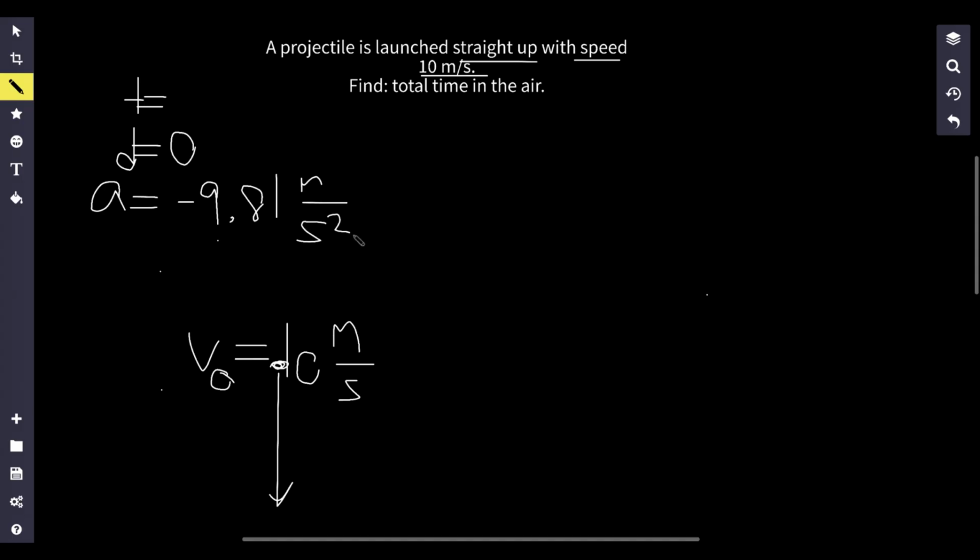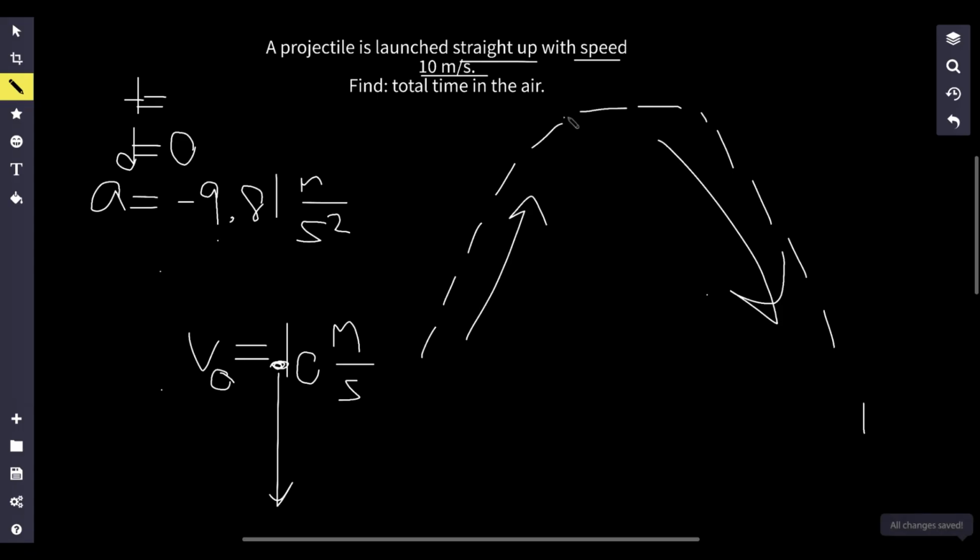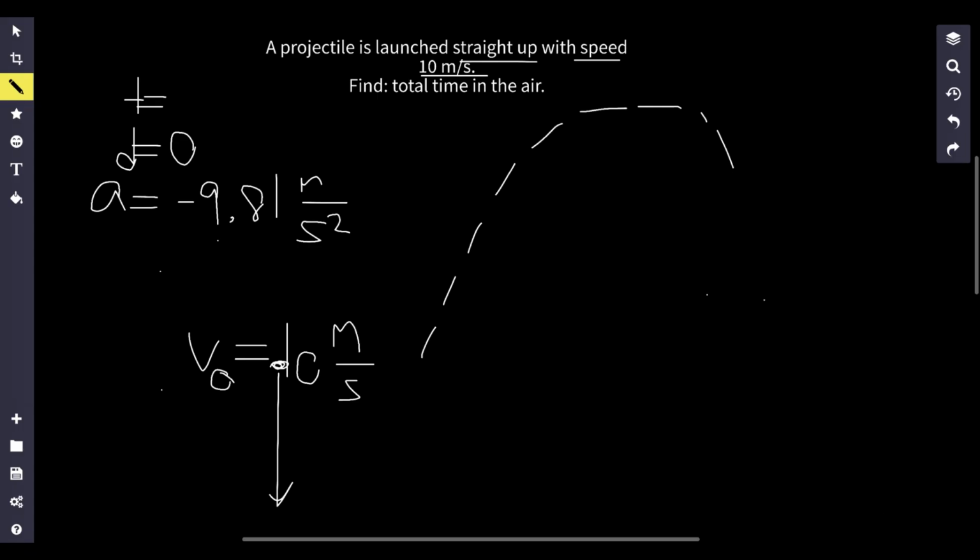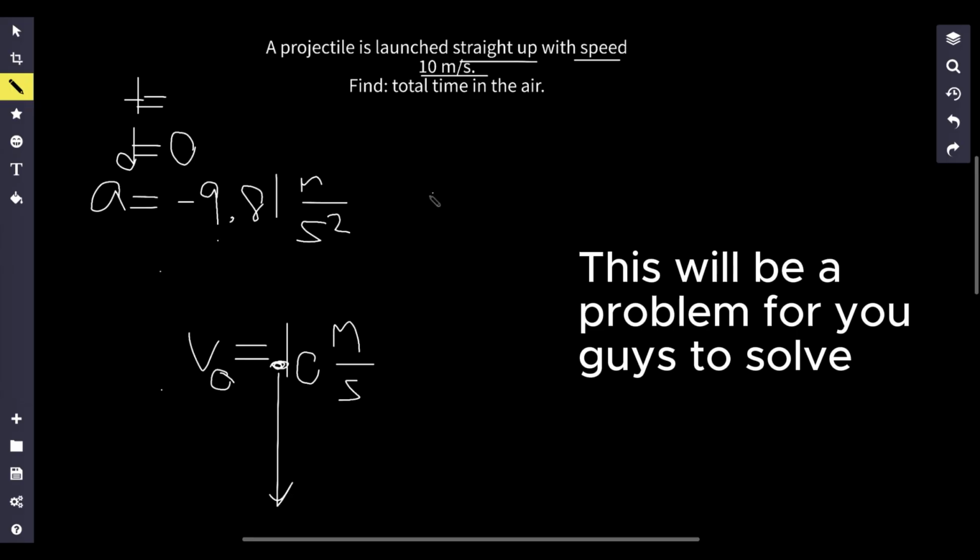Remember, for free fall problems, you want to treat downwards as the positive direction. But in this case, when we're talking about projectile motion, usually that's going to involve the projectile going up, and then the projectile is also going down as well. So notice how there's an upward component and also a downward component of projectile motion, which is why in projectile motion problems, you want to treat gravity as the downwards direction, as the negative direction instead.